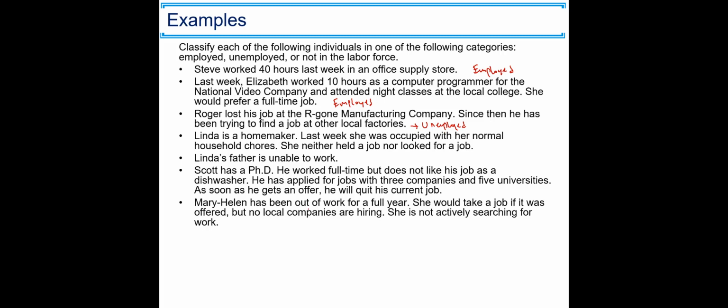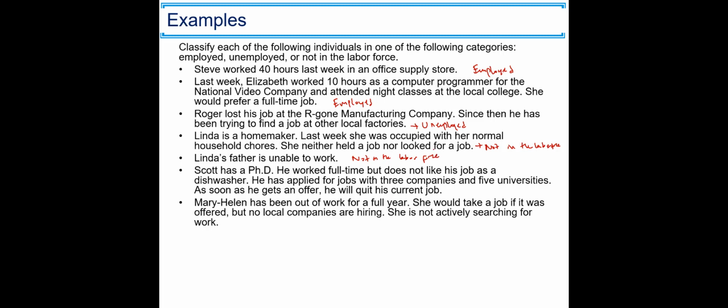Linda is a homemaker. Last week she was occupied with her normal household chores. She neither held a job nor looked for a job. This person is not in the labor force. Linda's father is unable to work, so he is not in the labor force.